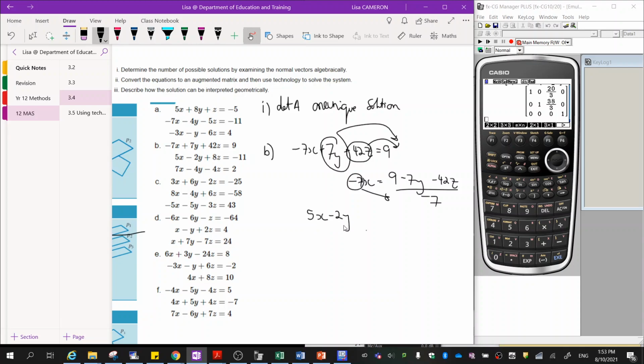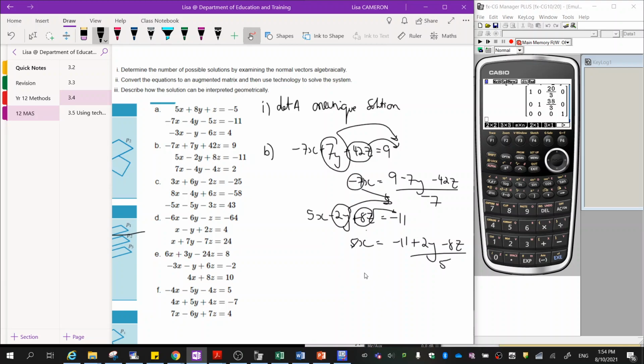5x minus 2y plus 8z is equal to negative 11. Take this to the other side, take this to the other side. I'll be left with 5x is equal to negative 11. Well, that was a plus before. No, it wasn't. It was a minus. So now it's going to become a plus 2y minus 8z. And then I'm going to divide the whole thing by 5.